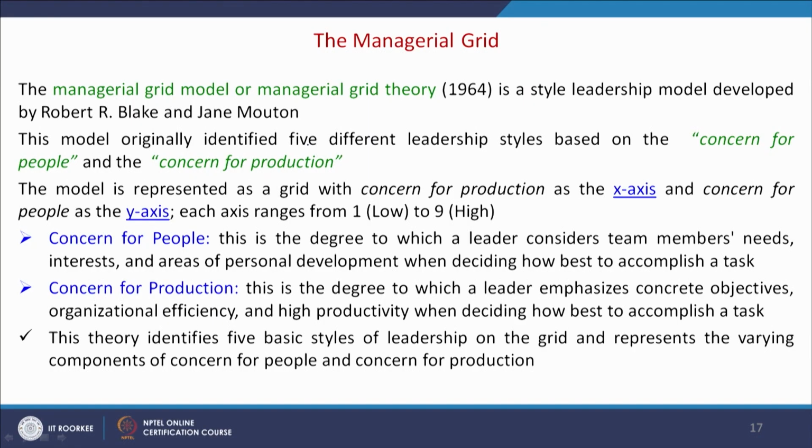Concern for people is the degree to which the leader considers team members' needs, interests and areas of personal development when deciding how best to accomplish a task. That means the leader is completely focusing on the followers' interests, and only after understanding their needs does the leader function to achieve the organizational goals. His more focus is on the people's requirements, mostly on the psychological needs of the followers.